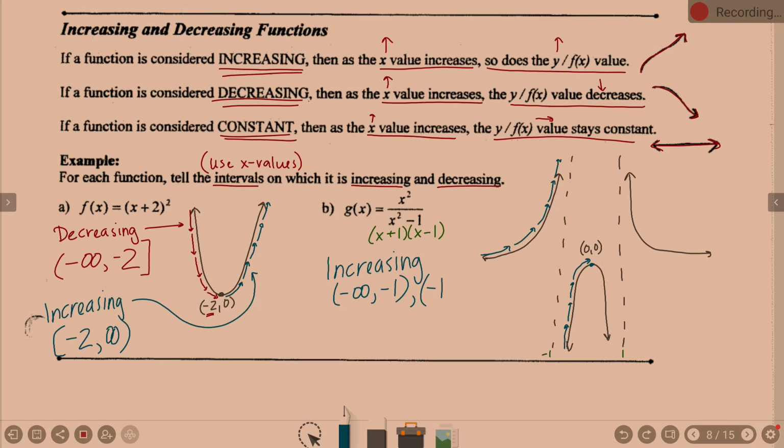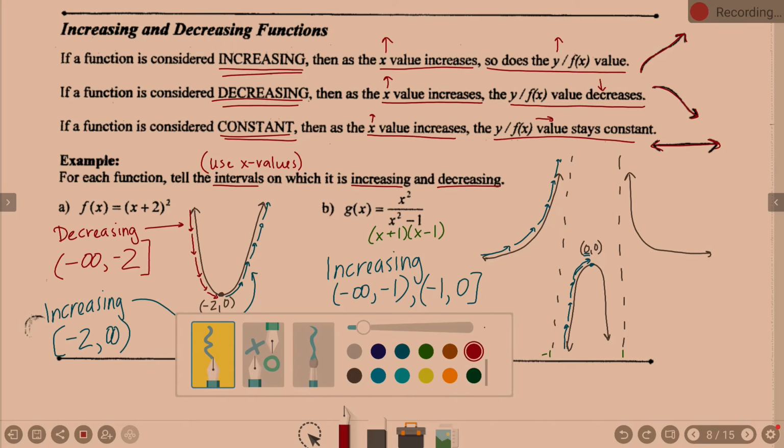And we're increasing, increasing, increasing, increasing. When do I stop increasing? 0. This vertex is 0, 0, and the x value is 0. Is it a parenthesis or bracket? This would be a bracket because we touched the point. It is a point. It's not an asymptote.